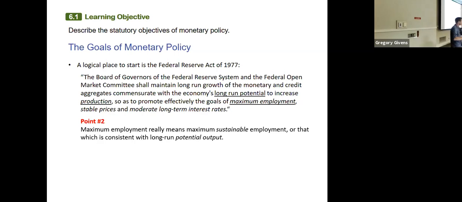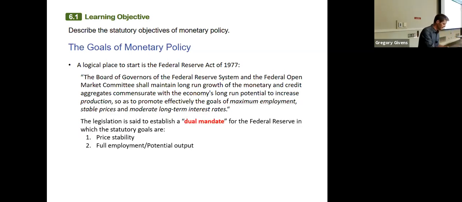The idea is not to drop the unemployment rate all the way to zero, but rather to maintain maximum sustainable employment, which is a level of employment in our economy that is consistent with our economy's long-run potential level of output and production. Okay, so again, this second point is that there's really not a whole lot of tension between maximum sustainable employment and long-run potential output; the two are kind of synonymous with one another.